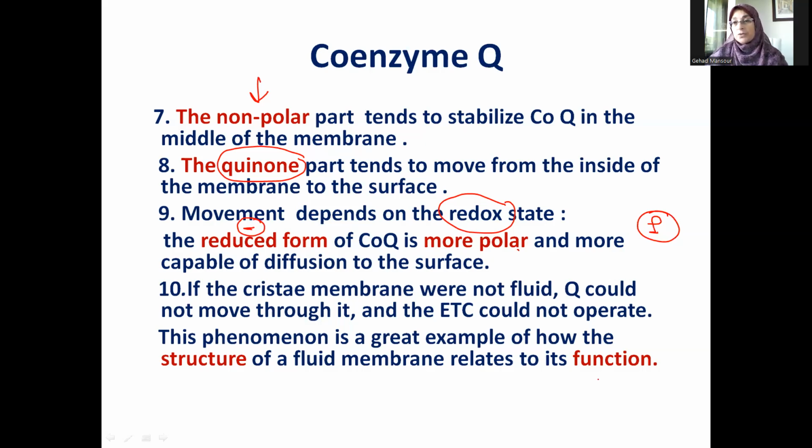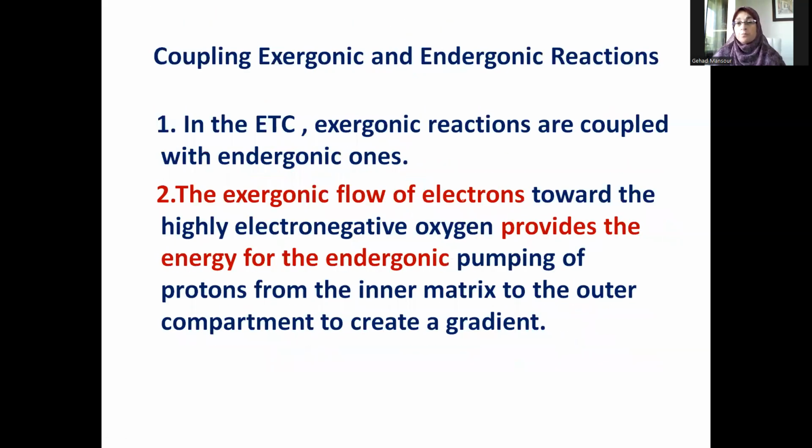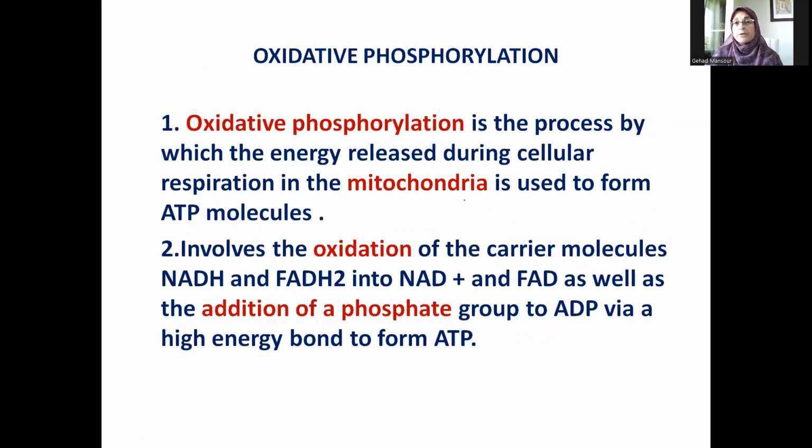What helps this is the fluidity of the cell membrane. So this lateral diffusion of coenzyme Q, which is the movement of coenzyme Q from side to side along the cell membrane, as well as its movement upwards and downwards, is helped by the fluidity of the cell membrane. We've talked about coupling exergonic and endergonic reactions. The flow of electrons is exergonic, whereas the pumping of protons is endergonic.